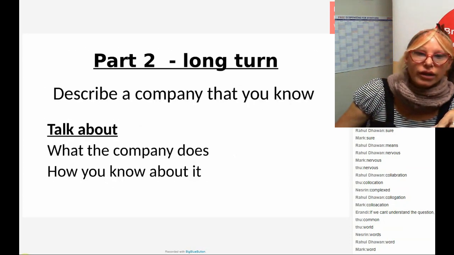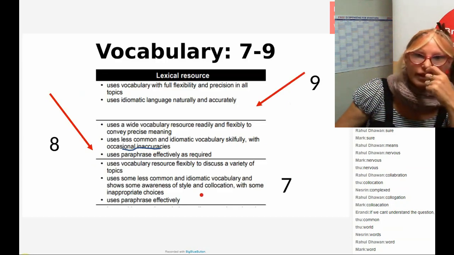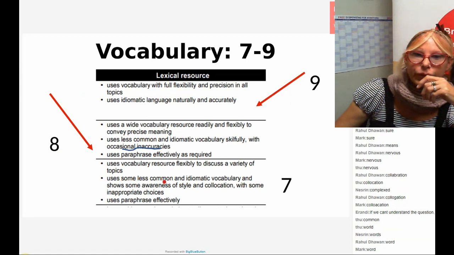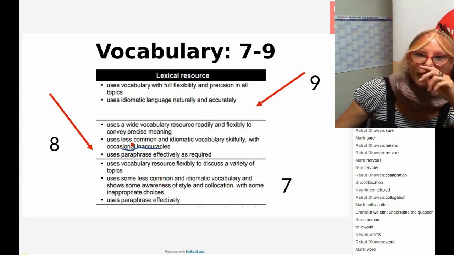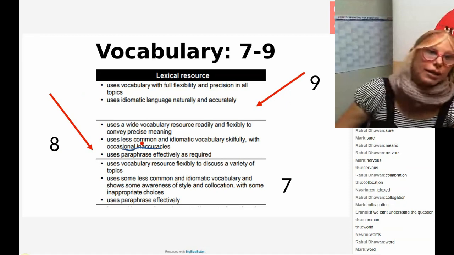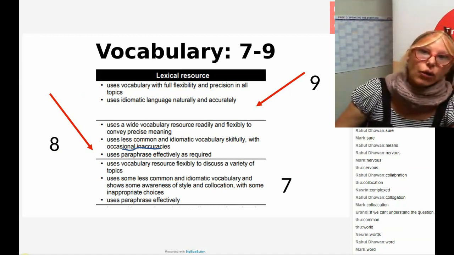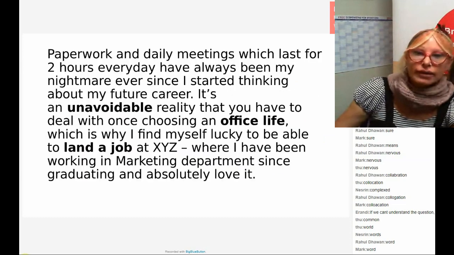This is what I was talking about before. Here it is: uses some less common and idiomatic vocabulary. So less, not all the time. It's just that competent users know how to use the less common ones.